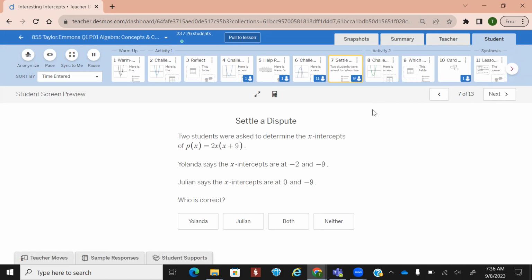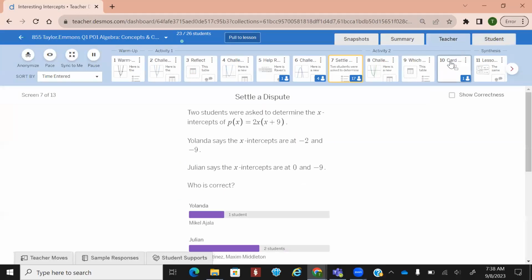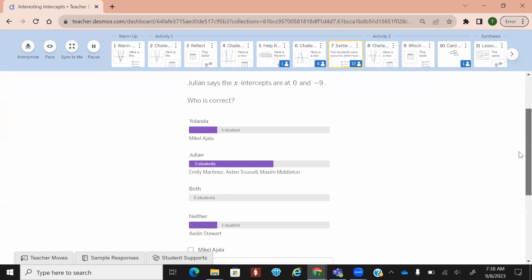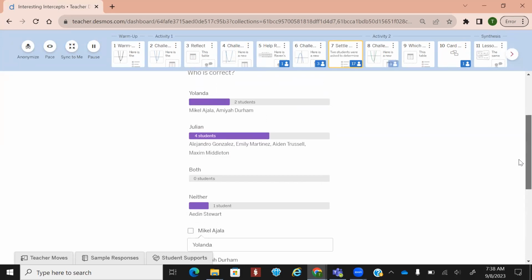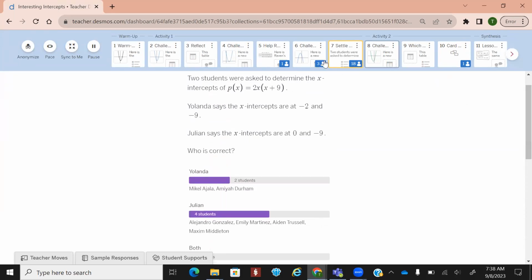All right, settle a dispute. Two students were asked to determine the x-intercepts. Yolanda says the x-intercepts are at -2 and -9. Julian says the x-intercepts are at 0 and -9. Who is correct? Take a moment, decide. Okay, so let's see what you came up with. Most of y'all said that Julian was correct. Thank you to those of you who actually attempted it.